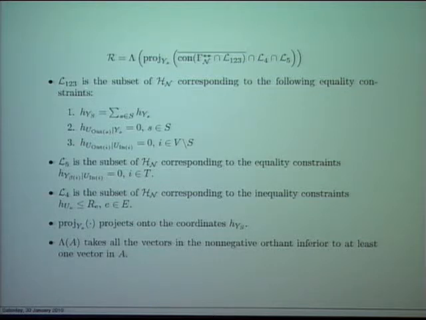Now, L123 is a subset of this space, the Euclidean space, corresponding to the following equality constraints. First, the proxy information source random variables are independent. Second, the output variables given the source random variables, the conditional entropy is equal to 0. And third, the conditional entropy of the output given any input of an intermediate node is equal to 0. Okay. Now, so this L123 is just a collection of hyperplanes cutting through the origin.